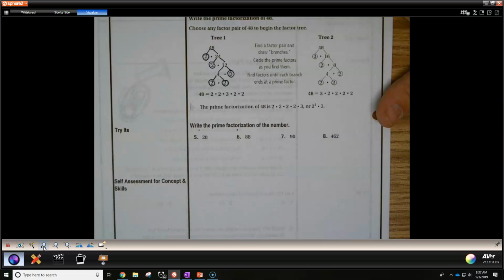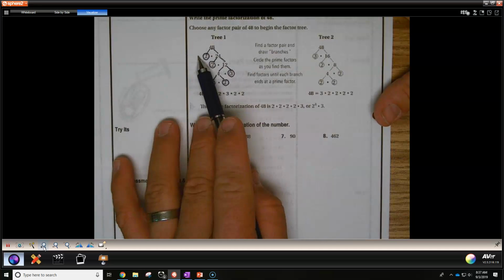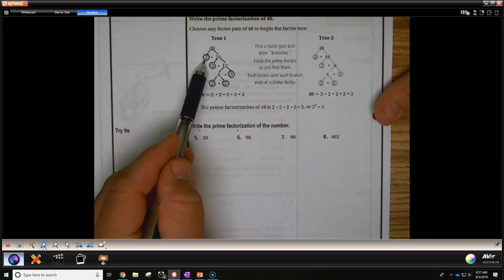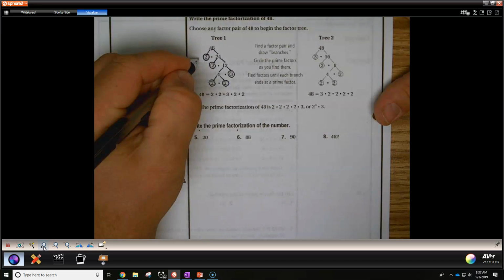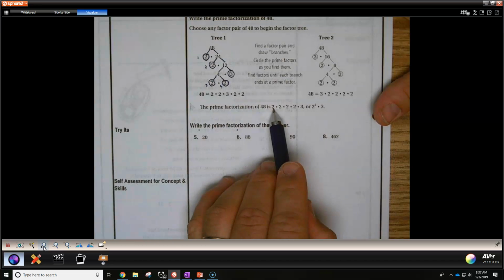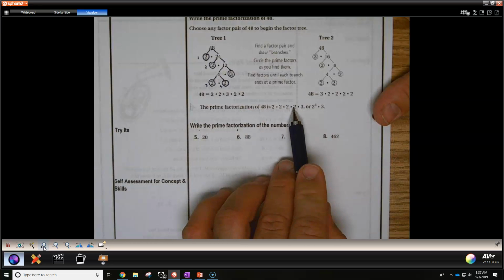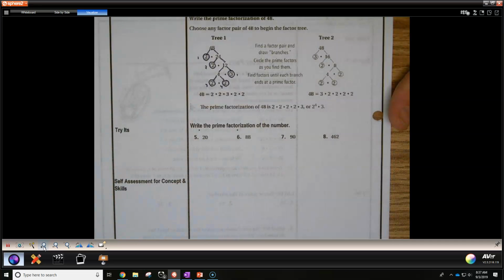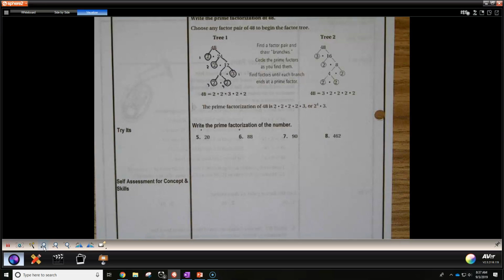And then all you have to do, since I'm left with only primes, is start with your smallest number, which is 2. If I number these, 1, 2, 3, 4 of them: 2 times 2 times 2 times 2. And we had one 3. So they wrote 2 times 2 times 2 times 2 times 3.